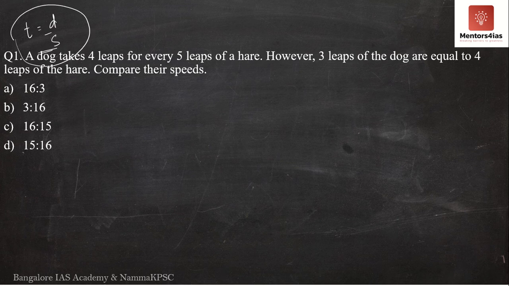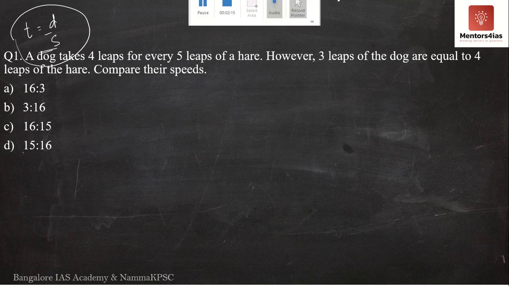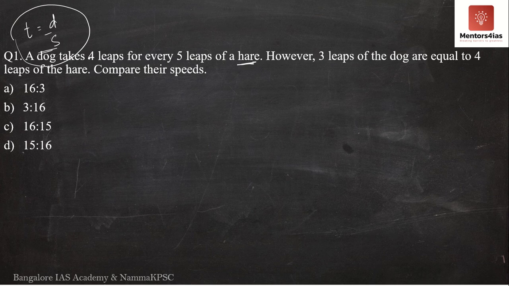Now, this question is actually very simple as long as you understand. What is this question saying? A dog jumps 4 times, 4 leaps, and in the same time that the dog jumps 4 times, the hare, that is the rabbit, jumps 5 times. So the time taken to jump 4 times by the dog is equal to the time taken by the rabbit to jump 5 times. The time is the same.